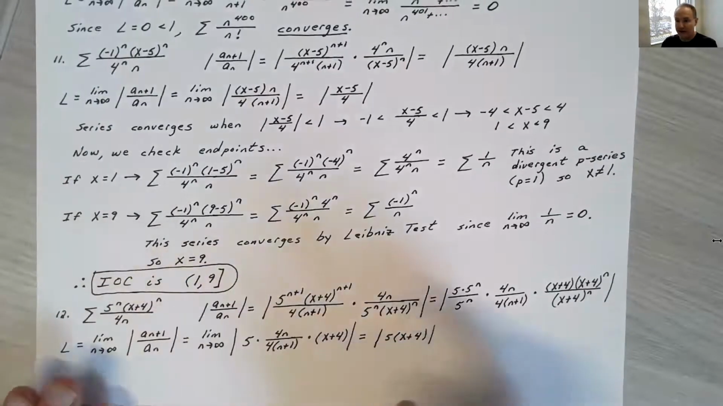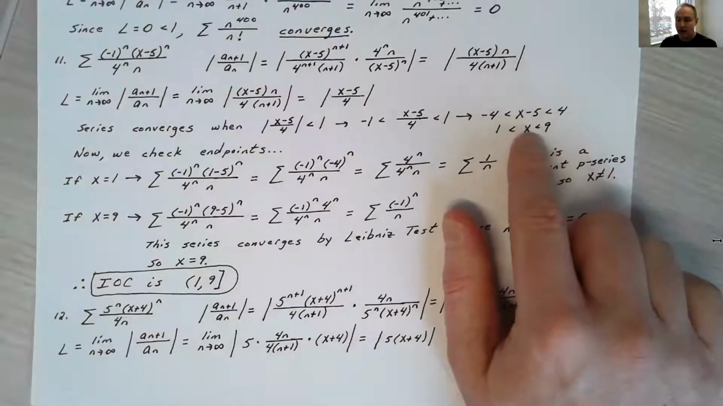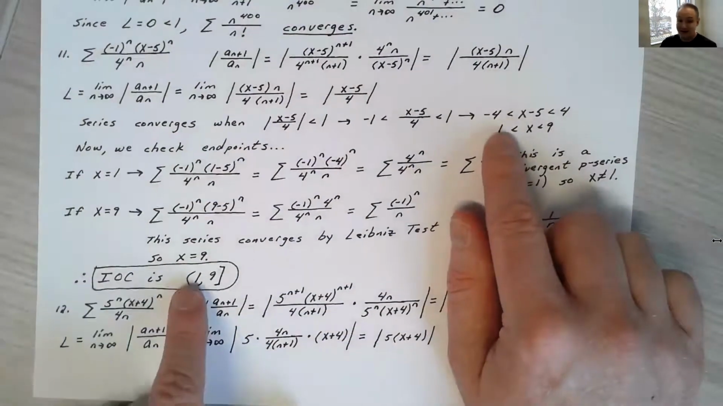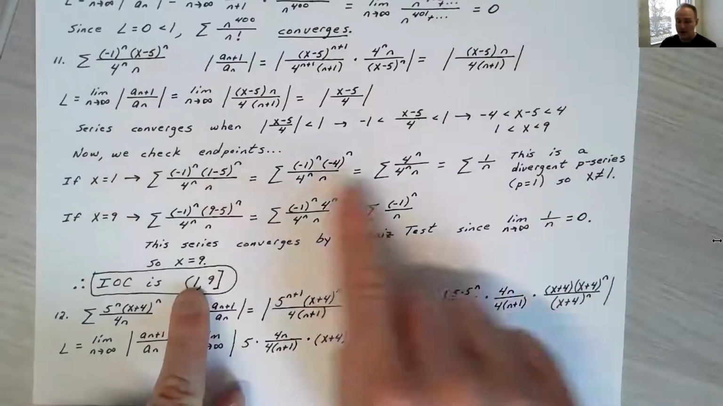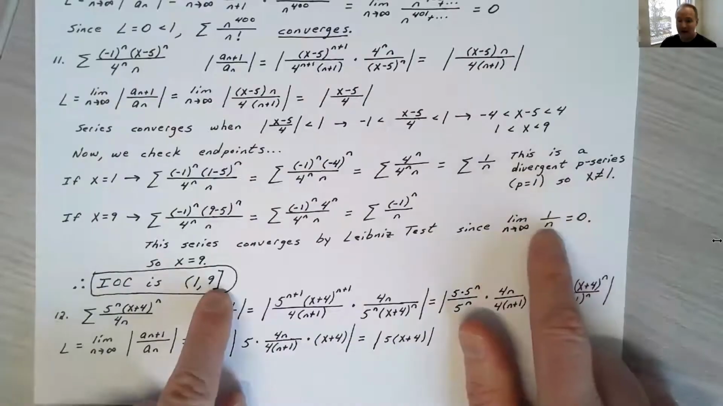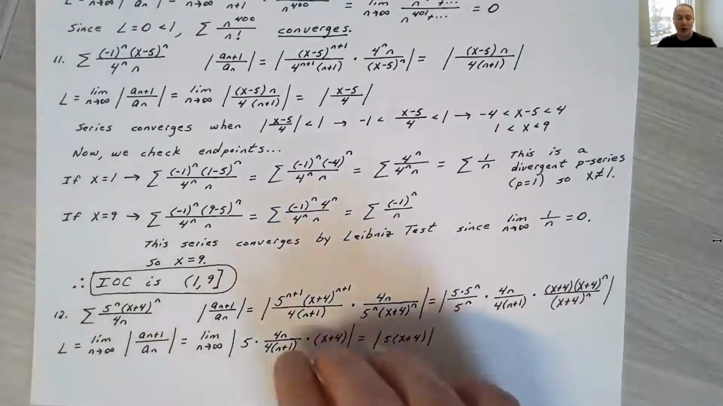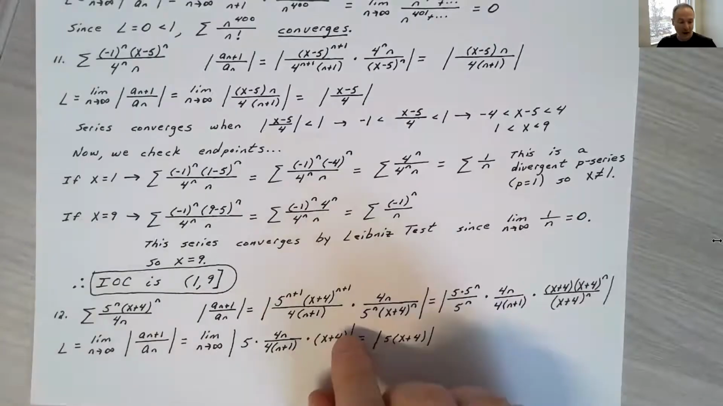The final answer for every power series has to look like this. You'll say the interval of convergence is, and it's always in terms of x. What's the lowest value of x? 1. And it cannot include 1 because we showed that it diverged when x was 1. But it can include 9 because the series converged at 9. So we say interval of convergence is the x values from 1 to 9, inclusive of 9, exclusive of 1. So parentheses around 1, bracket around 9.